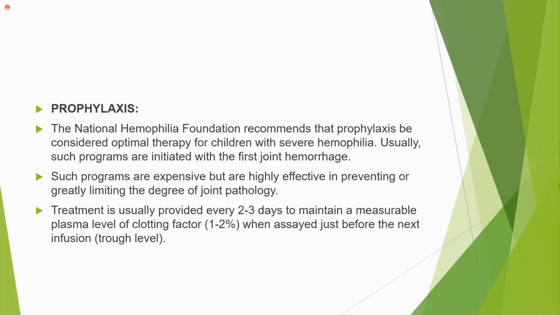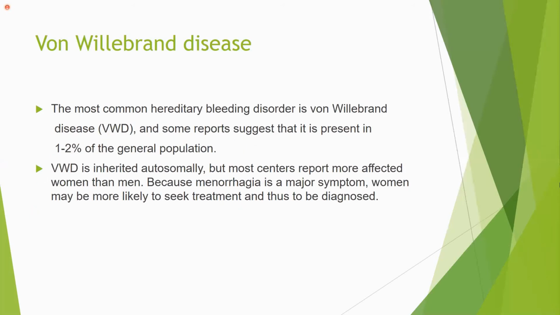The most common hereditary bleeding disorder is von Willebrand disease, and some reports suggest that it is present in 1 to 2% of the general population. It is inherited autosomally, but most centers report more affected women than men. Because menorrhagia is a major symptom, women may be more likely to seek treatment and thus to be diagnosed.